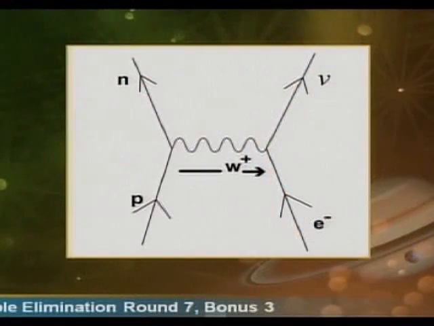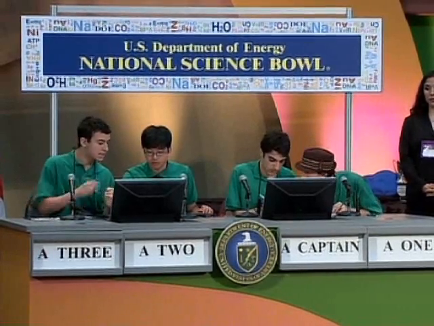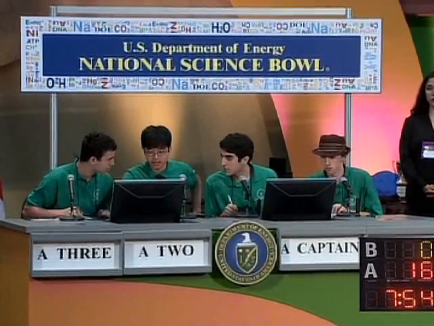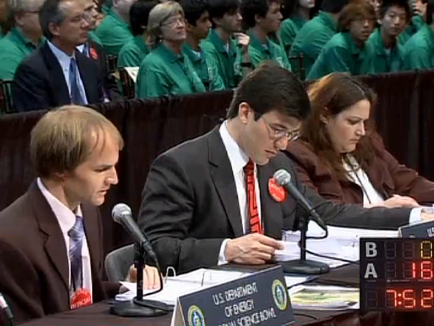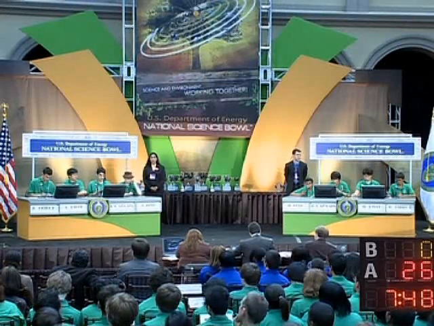Another visual bonus question. This one, can we get that up? This one is in physics, short answer. This is a Feynman diagram of what form of radioactive decay? It's beta plus decay. Beta plus decay. That's correct.